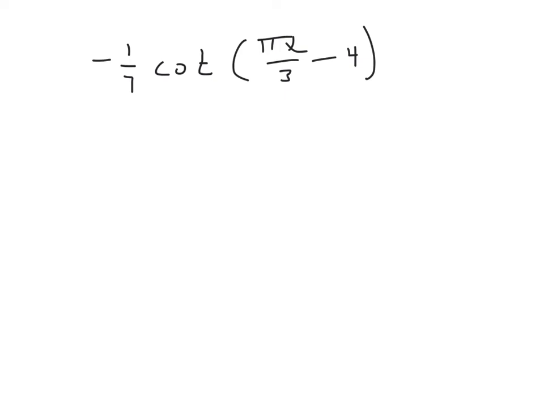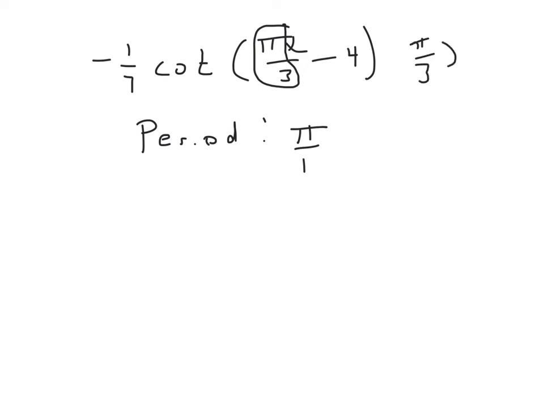Okay, so here we go. Period for cotangent is normally pi. So pi over 1. What is my horizontal stretch or shrink number? I'm going to flip that number over. It's currently pi over 3. I'm going to flip that. That becomes 3 over pi. So I take the normal period for cotangent, pi over 1 times 3 over pi, and I get 3.